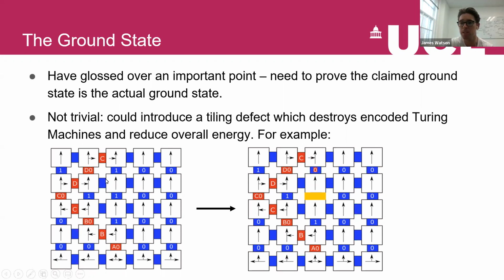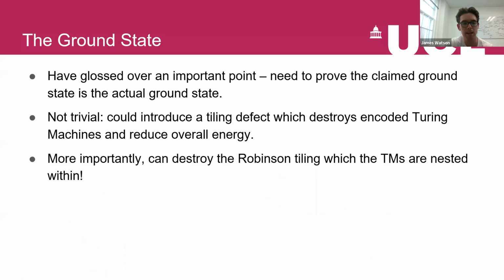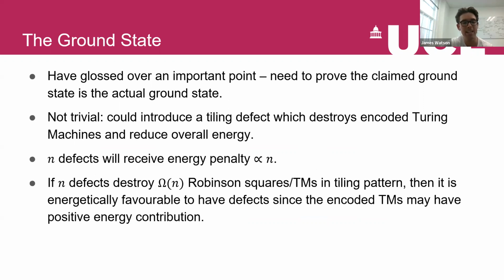And if this corresponds to a no instance of my language, we know this Turing machine will pick up some energy. So it could be the case that introducing a tiling defect will flip the no instance to a yes instance and thereby lower the energy. But it's worse than that, because you can also destroy the Robinson tiling in which the Turing machines are nested. In particular, if I have n defects, we can ensure that they receive an energy penalty proportional to n. But it could be the case that n defects destroy more than order n Robinson tiles or Turing machines in the tiling pattern.